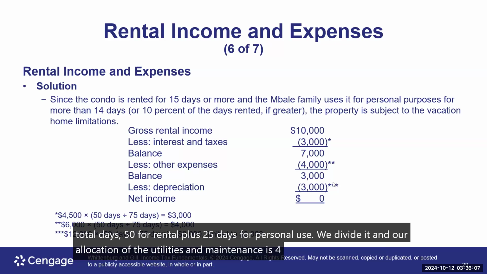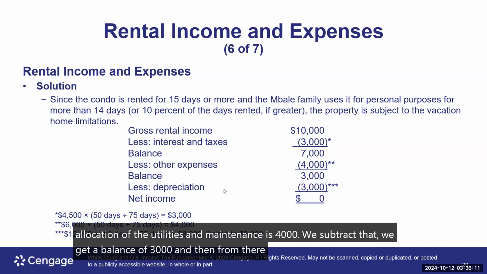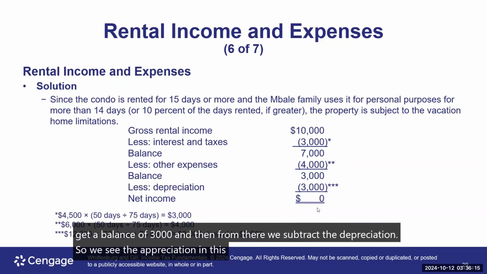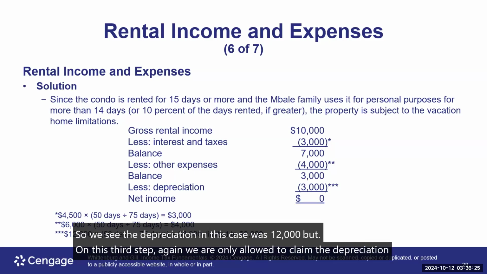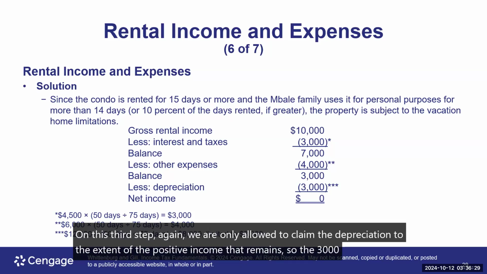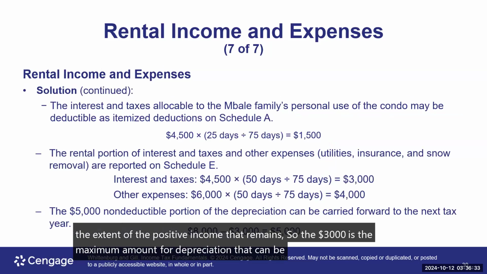We subtract that, we get a balance of $3,000, and then from there we subtract the depreciation. So we see depreciation in this case was $12,000, but on this third step, again, we are only allowed to claim the depreciation to the extent of the positive income that remains. So the $3,000 is the maximum amount for depreciation that can be claimed for the year.